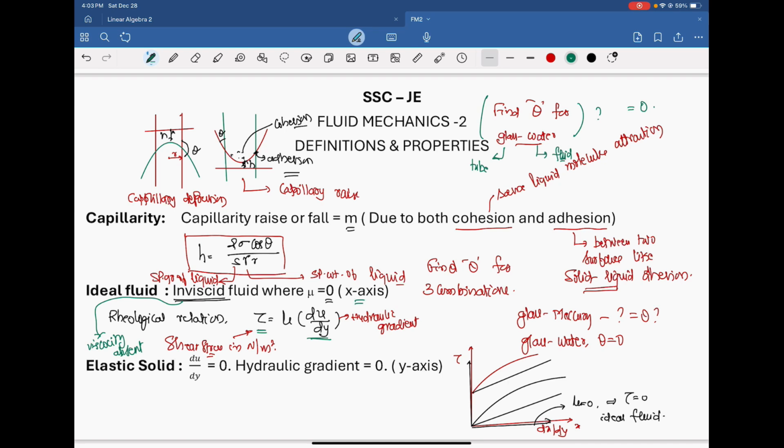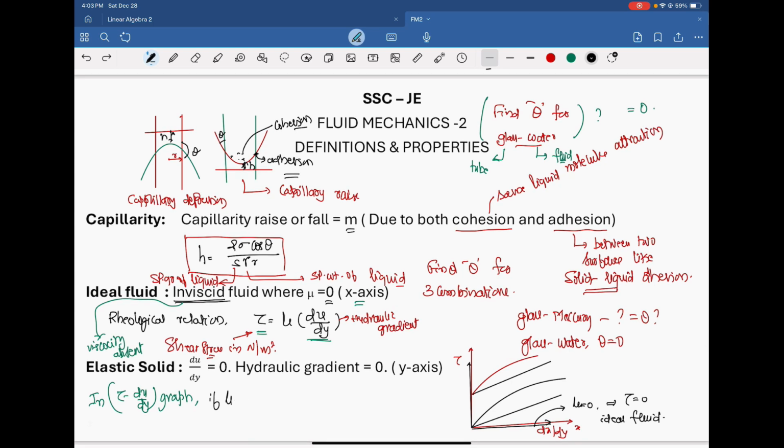That is the x-axis. In the tau versus du by dy graph, if mu is equal to 0, it implies an ideal fluid, and the graph will be the x-axis.